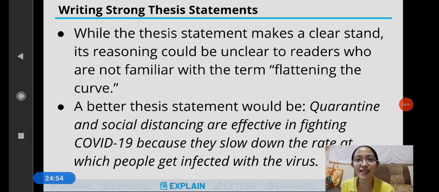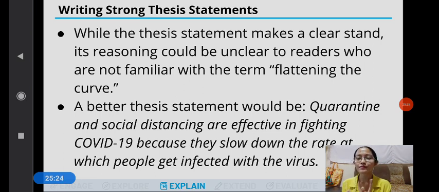While the thesis statement makes a clear stand, its reasoning could be unclear to readers who are not familiar with the term flattening the curve. What's flattening the curve? If I'm an ordinary person reading this in a newspaper or a post on a website, even I cannot understand, no? Even I couldn't understand. I'm sorry.